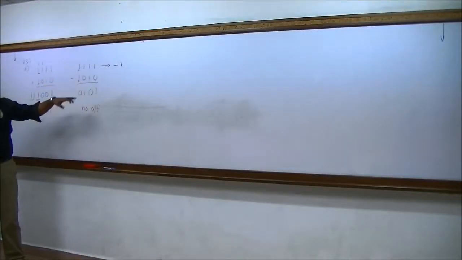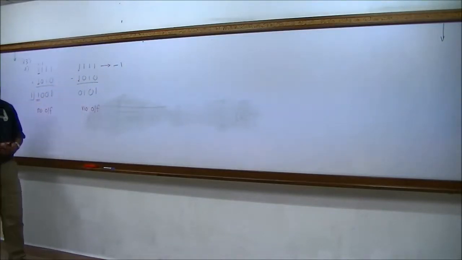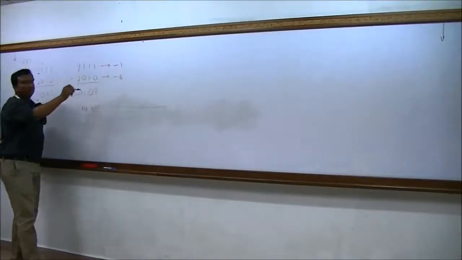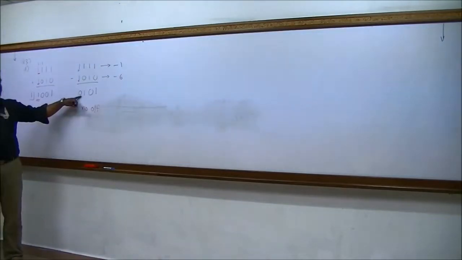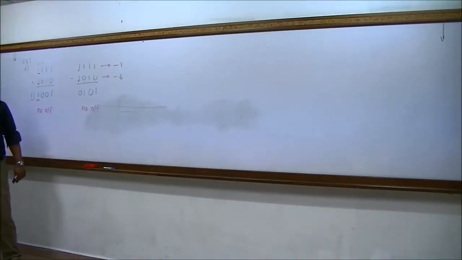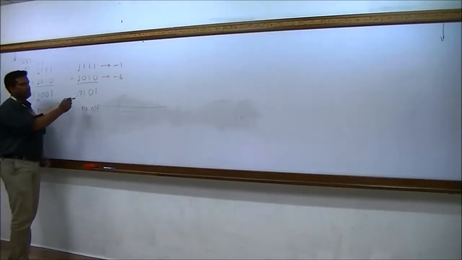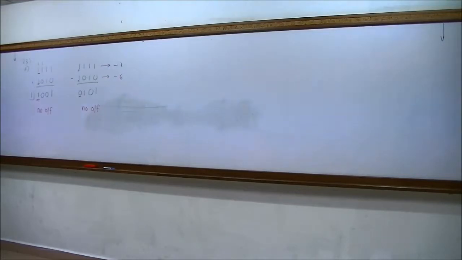So also easy. This one? 1 plus 4 is 5, 5 plus 1 is 6, so it's negative 6. So negative 1 minus negative 6 becomes positive. Negative 1 minus negative 6, you get positive. So do you get it or not? Yes or no? Any questions so far? Any questions, any answers?